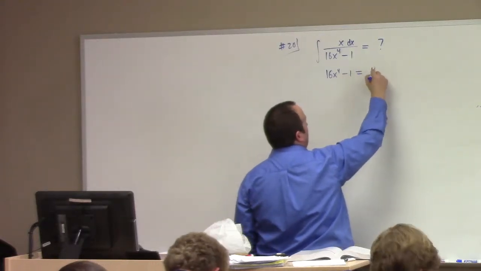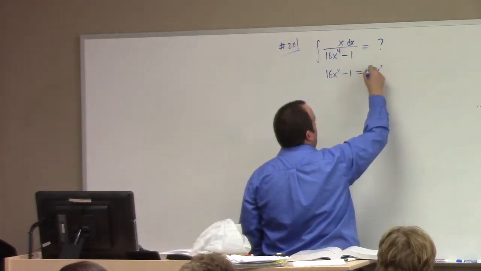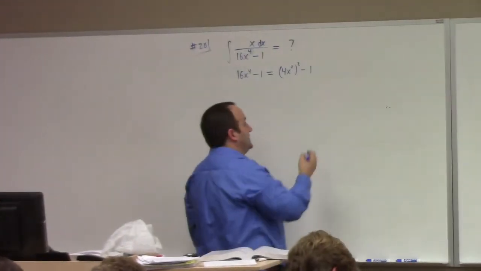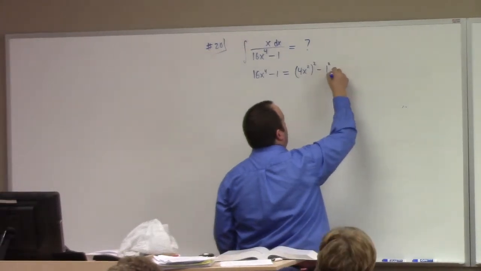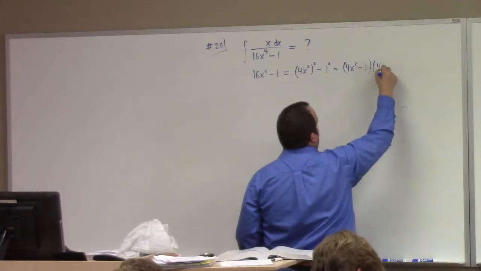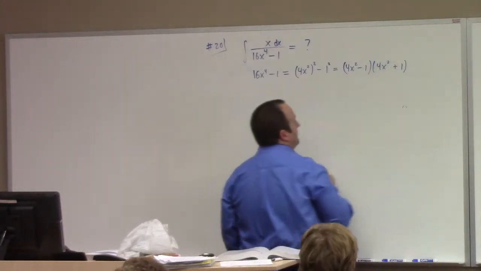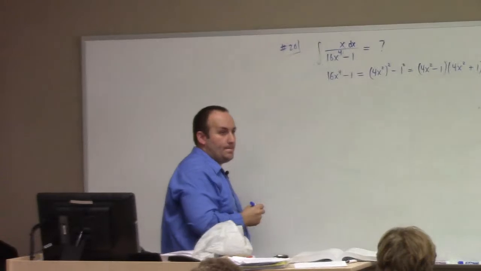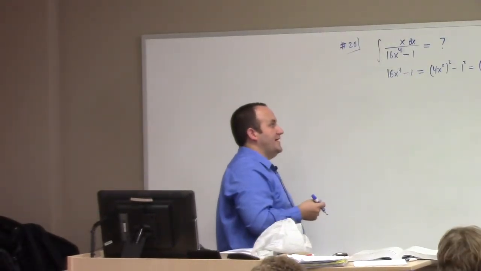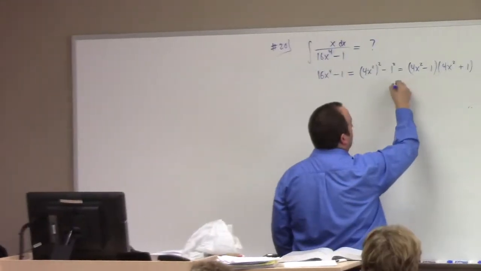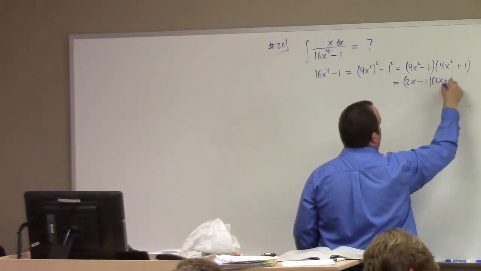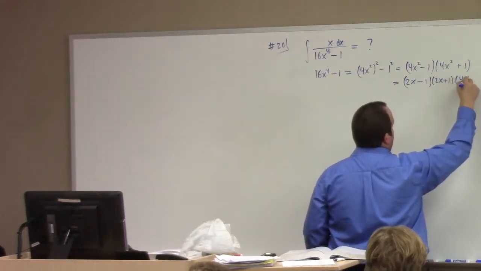So notice that this is 4x squared, squared, minus 1. So the pattern is it's a difference of perfect squares, right? So this is 4x squared minus 1 times 4x squared plus 1. Now the first one factors further, right? This is 2x minus 1, 2x plus 1, times 4x squared plus 1.